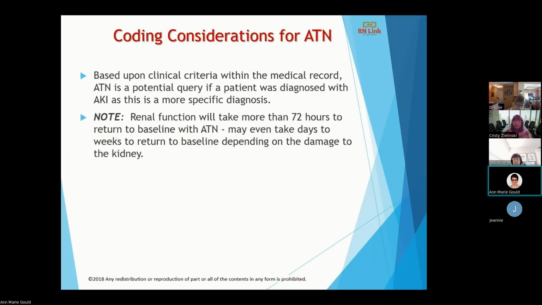Okay, and then our coding consideration for ATN: based upon clinical criteria within the medical record, ATN is always a potential query if a patient was diagnosed with AKI, as this is a more specific diagnosis. But please note, renal function will take more than 72 hours to return to baseline with ATN. It may even take days to weeks to return to baseline, depending on the damage of the kidney.